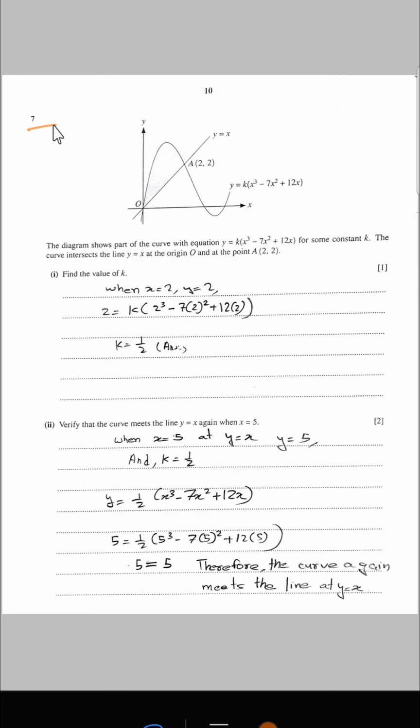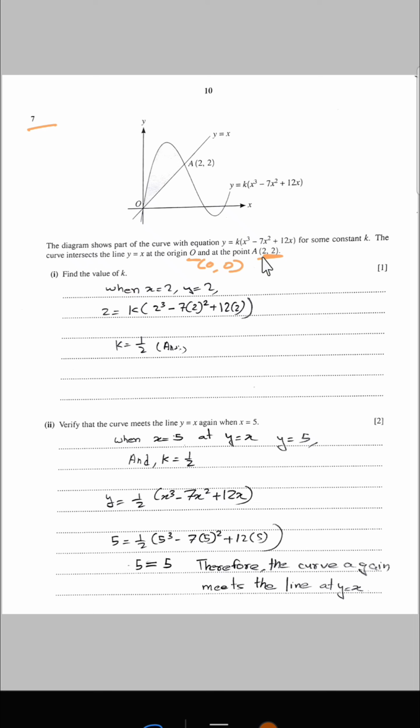Then in question number 7, the diagram shows the part of the curve y is equal to kx cube minus 7x squared plus 12x for some values of k. The curve intersects the line y is equal to x at the origin. At the origin, that means x is equal to 0, y is equal to 0 at point A. So the curve intersects the line at the origin and at the point x is equal to 2 and y is equal to 2. So we need to find the value of k.